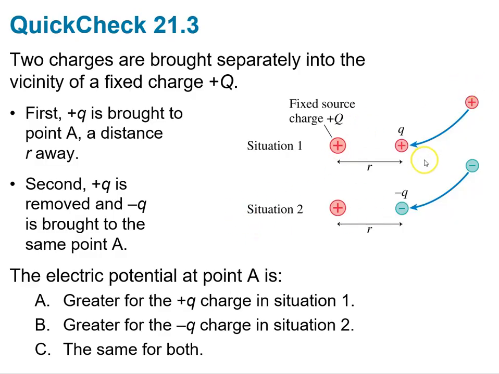Now, this is looking at the same situation, except now they're looking at the electric potential. And remember, electric potential is just the potential for creating potential energy. And that does not depend on the charge. That is independent of the charge. That only depends on the source charges. So the electric potential is going to be the same at this point, whether there's a positive charge here or a negative charge here. The potential energy will be different, but the electric potential will be the same. So the answer is C, the same for both.